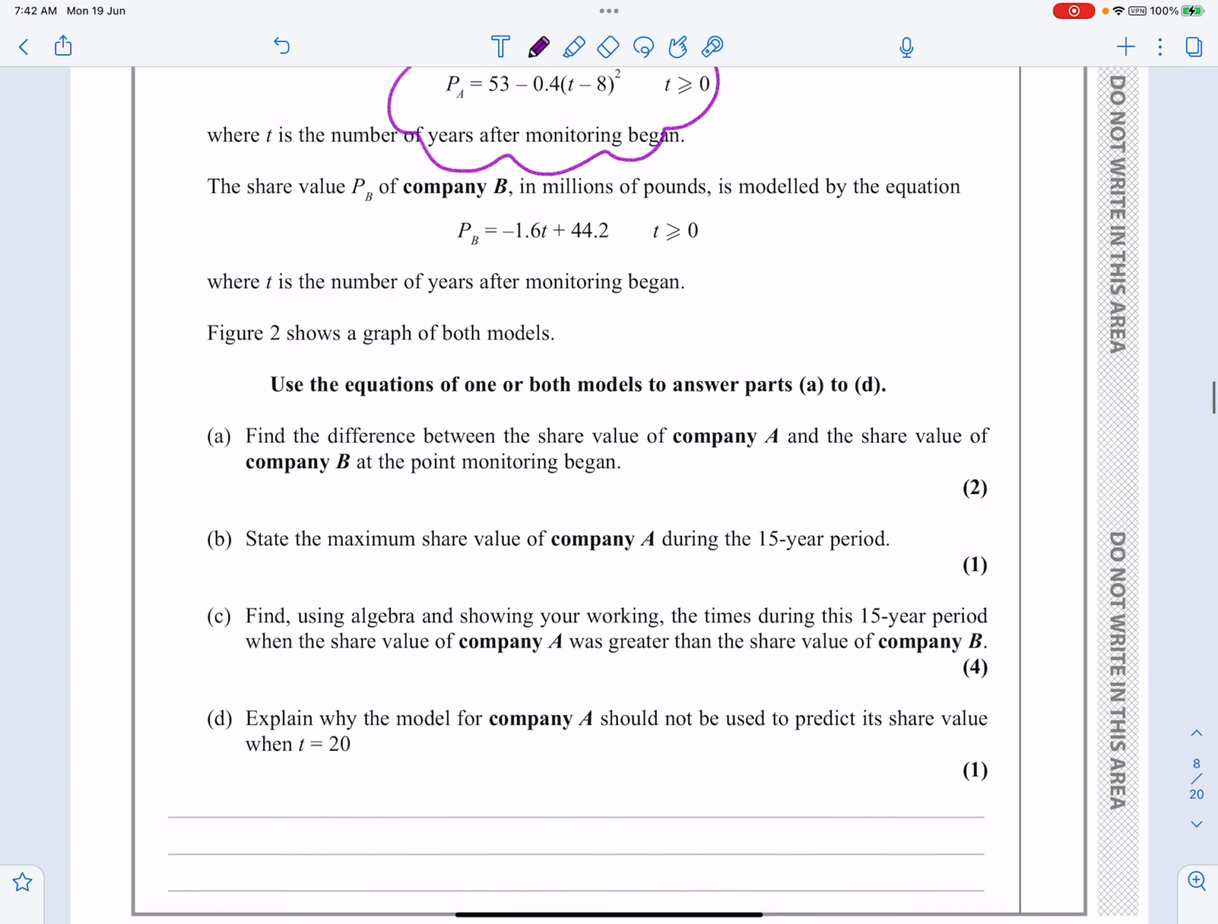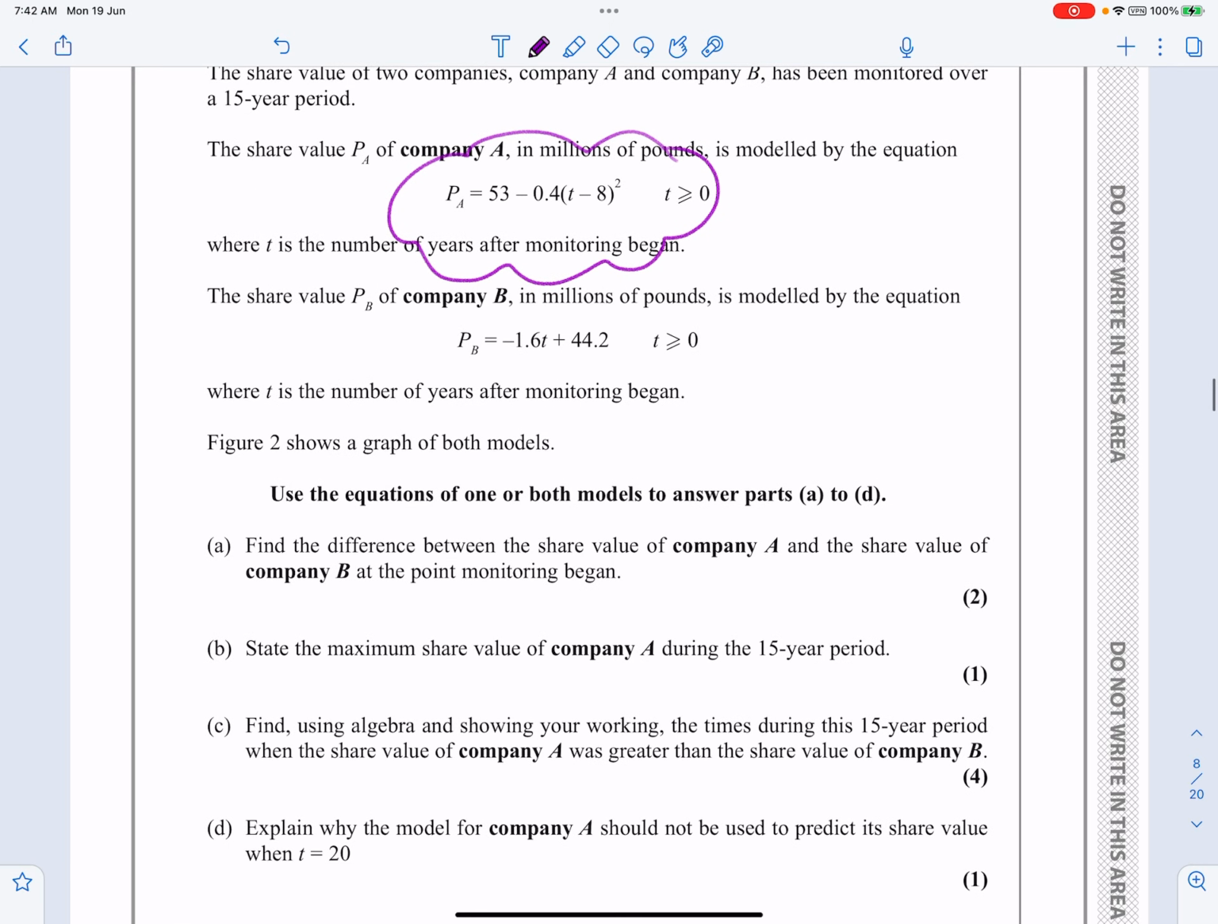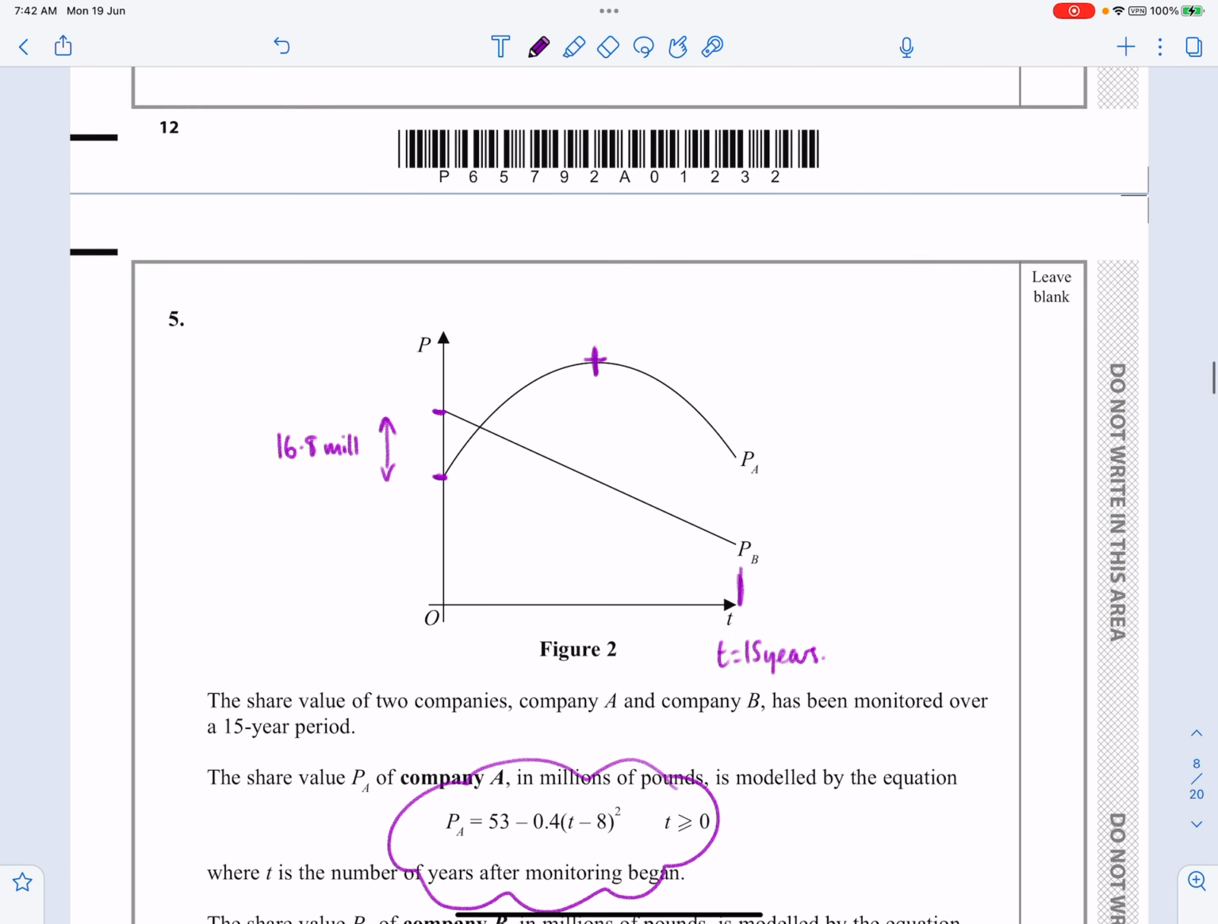What does part C say? Part C says, find, using algebra and showing your working, the times during the 15-year period where the share value of company A is greater than the share value of company B. So if we're looking at this graph again, what they're really saying is, can we find what t is when they meet there? Anything greater than that, the value of A stays above the value of B.